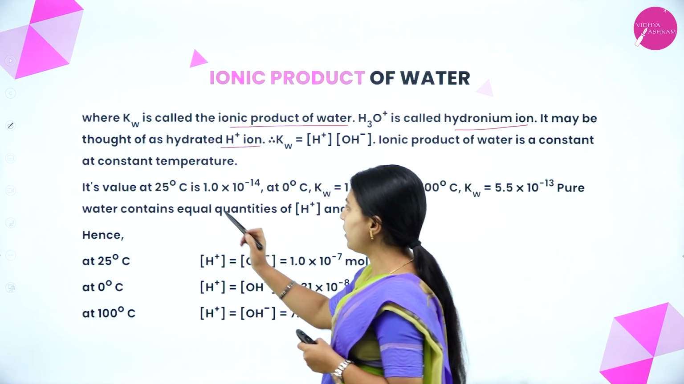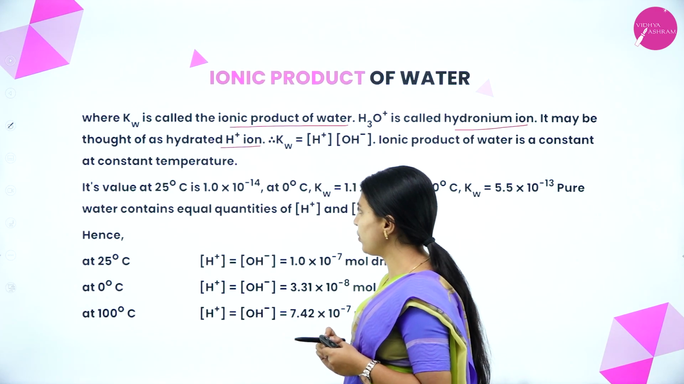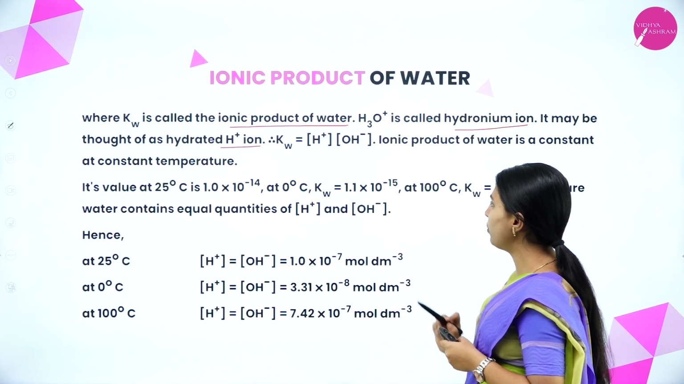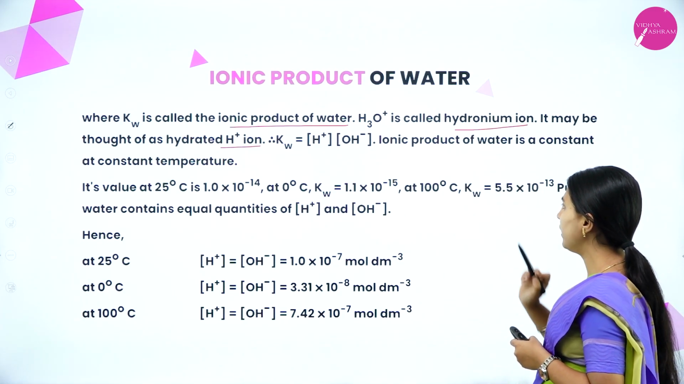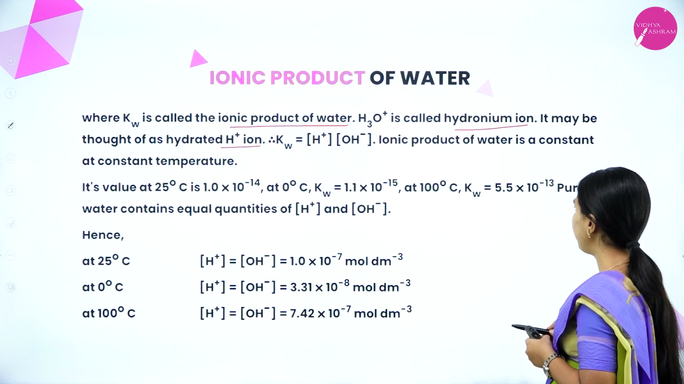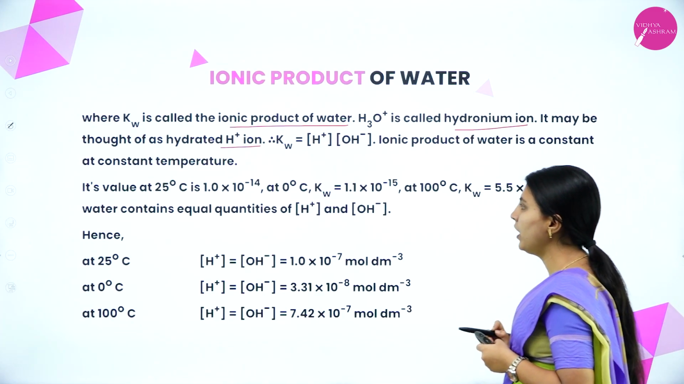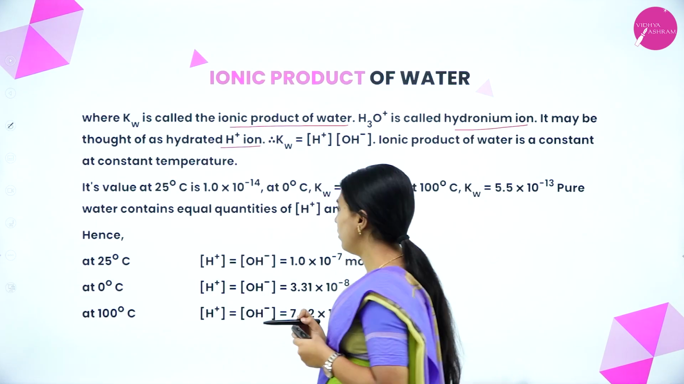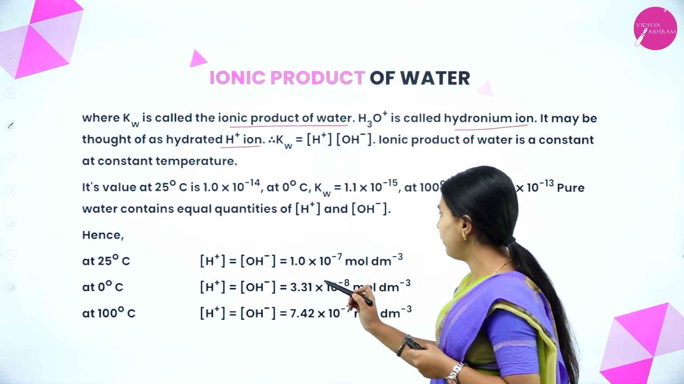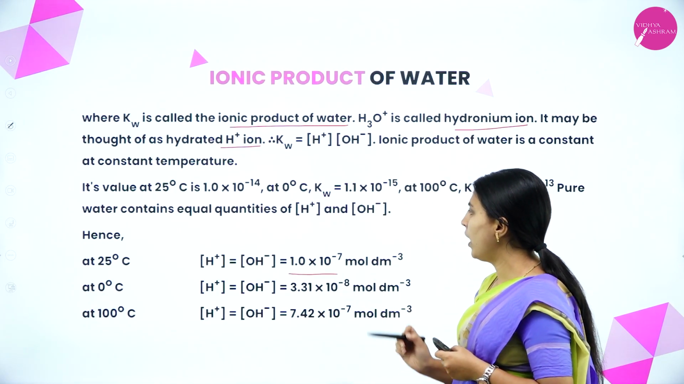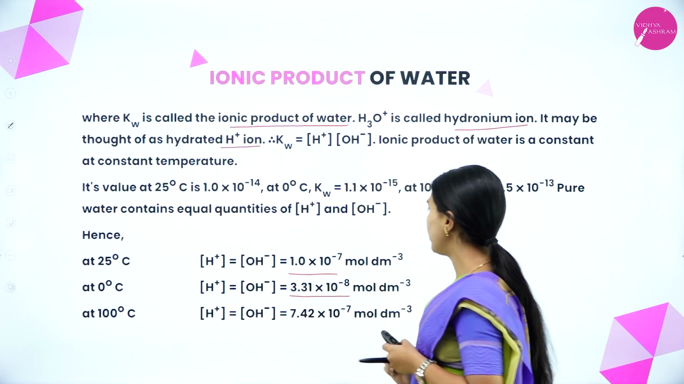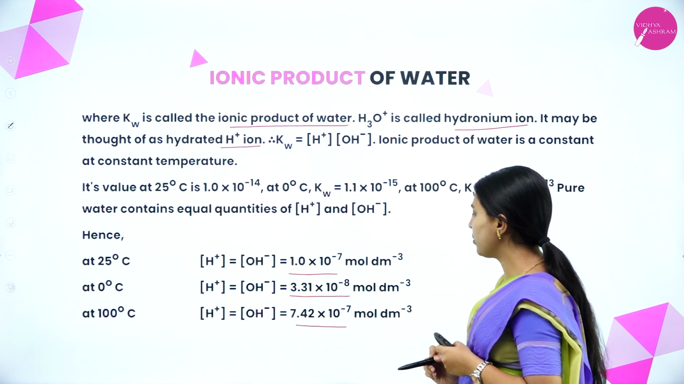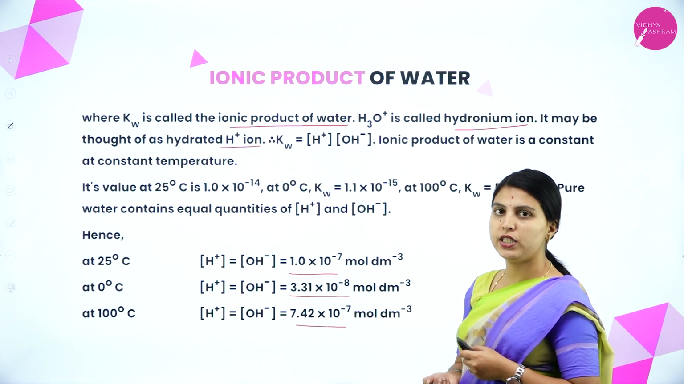Its value at 25 degrees Celsius is 1.0 into 10 to the power of minus 14. At 0 degrees Celsius, Kw equals 1.1 into 10 to the power of minus 15. At 100 degrees Celsius, Kw equals 5.5 into 10 to the power of minus 13. Pure water contains equal quantities of H+ and OH-. See all the values: at 25 degrees, 1.0; at 0 degrees, 3.31 into 10 to the power of minus 8; at 100 degrees, 7.42 into 10 to the power of minus 7 mole per dm³.